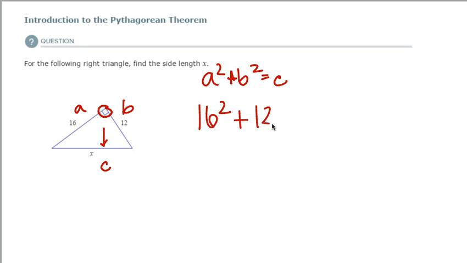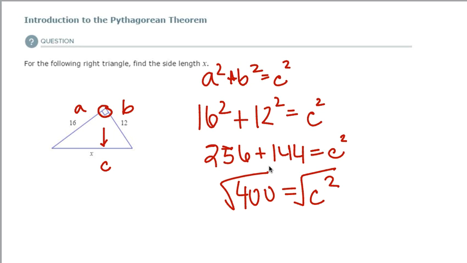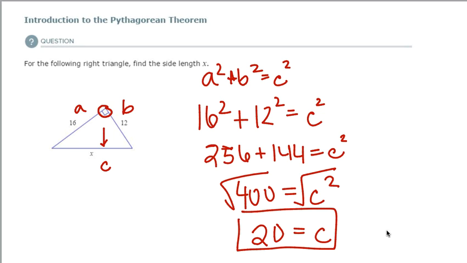So I get 16 squared plus 12 squared equals c squared. 16 squared is 256, plus 144, equals c squared. So I get 400 equals c squared. Square root both sides. Now my directions don't say anything about rounding, so you can pretty much figure that your answer will be a whole number. So my answer is 20.